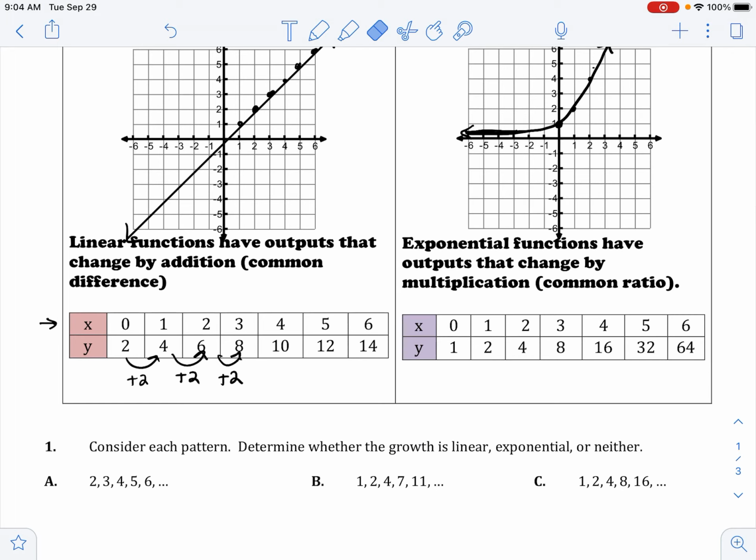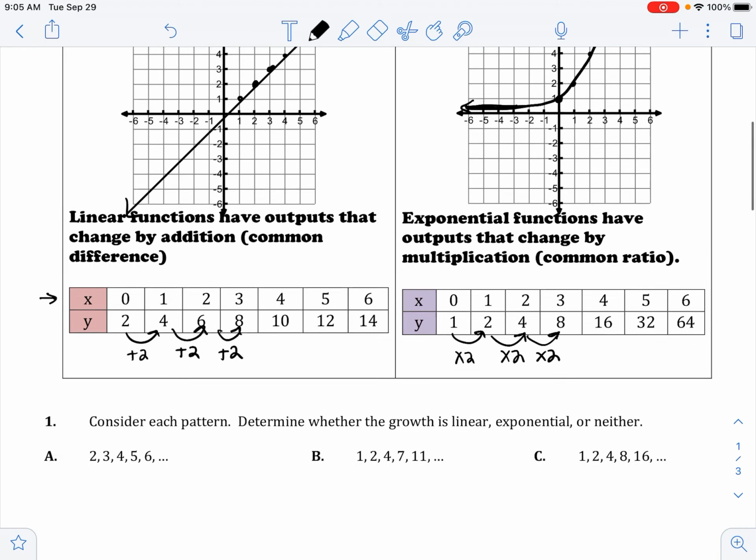Exponential functions have outputs that change by multiplication, by a common ratio. So if you look at the x values, once again, they go by ones, okay? But you're looking at your output. So this is times 2, times 2, times 2, so on and so forth. So there's still a constant change, but it's a multiplier, okay?